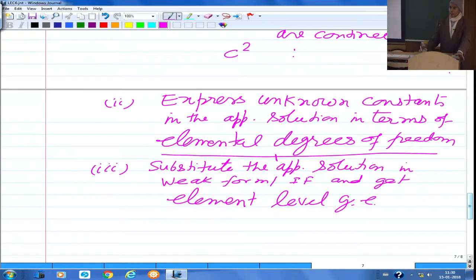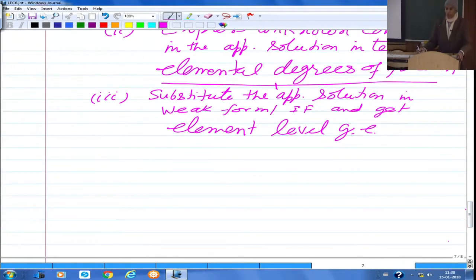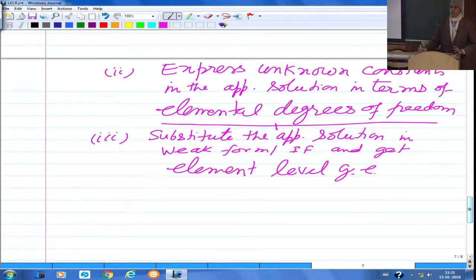So these are the actual steps as far as the development of element level governing equations is concerned. I am going to start with an example. Are the broader steps clear? I think I wrote too many things. Let's take a pause for 2 minutes. If there are any doubts or questions, you can ask.